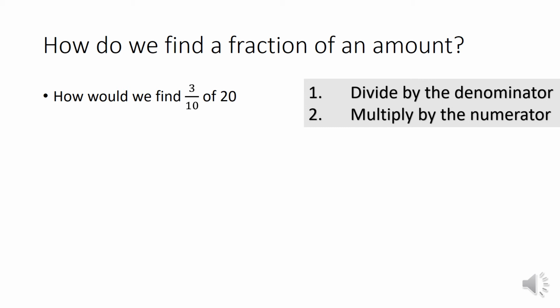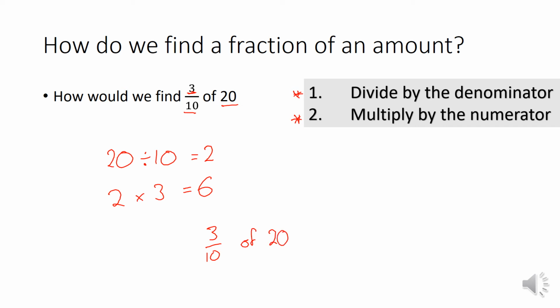So let's go. Step 1: divide by the denominator. So we've got our number, going to divide it by the denominator. So 20 divided by 10 gives us 2. And then we've worked out what 1/10 is here. What we need though, we've got 3/10, so then we need to multiply by the numerator. So we've got 2 times 3, which gives us 6. So 3/10 of 20 equals 6.